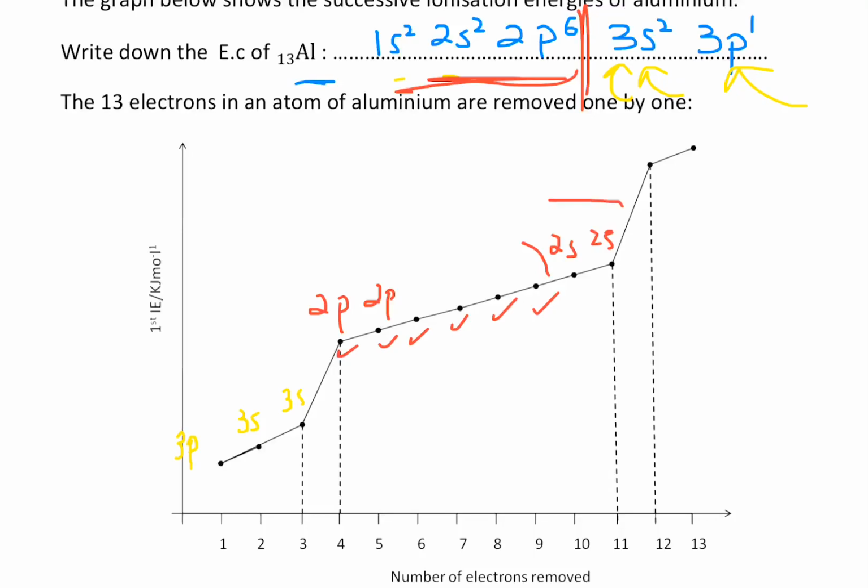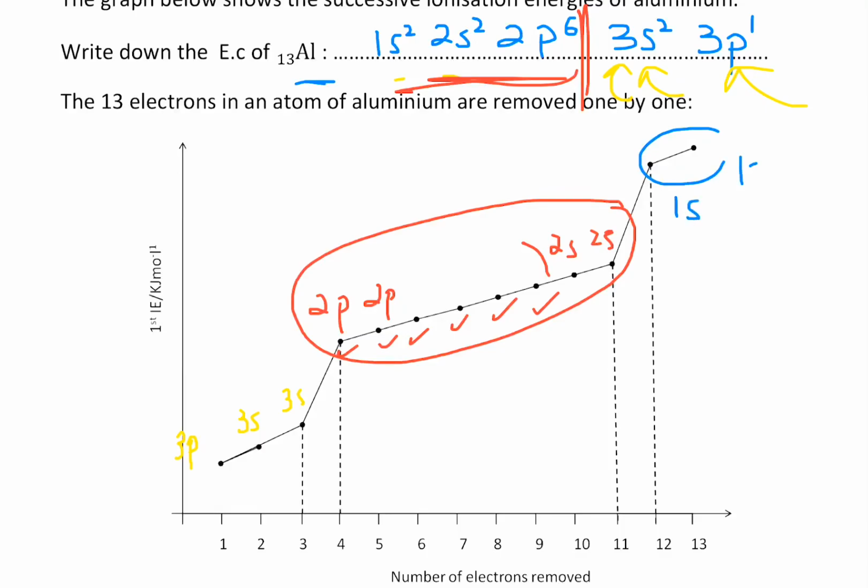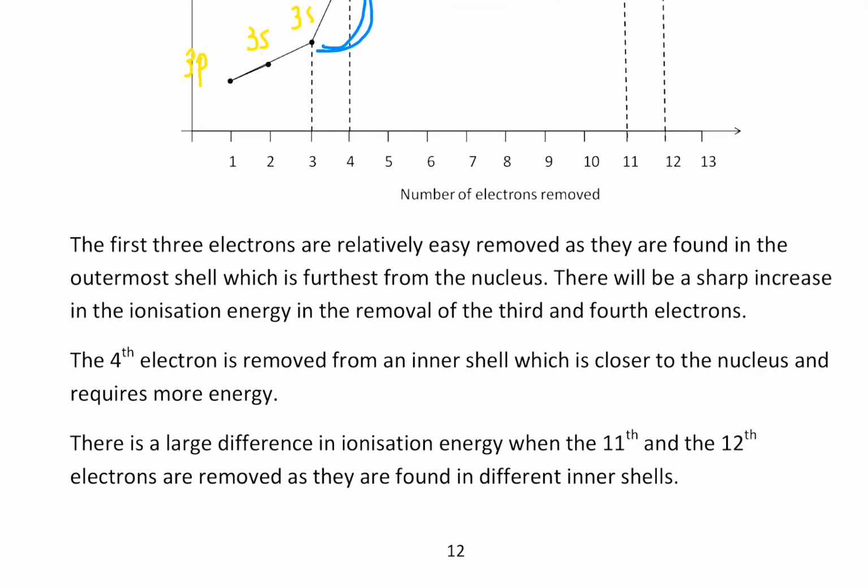Okay, so which means that all these electrons are removed from the second energy level. And then the last two are going to be removed from the first energy level. So there's the 1s and the 1s electron. This big gap in energy here and here shows that an electron is now being pulled out from an inner energy level. So as soon as you see a gap, it's telling you that we're moving to an inner energy level.